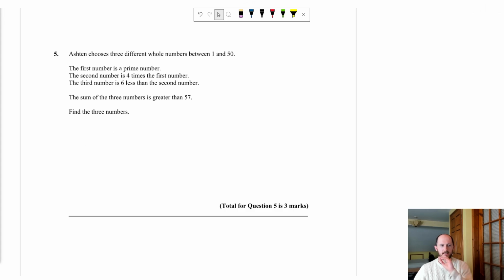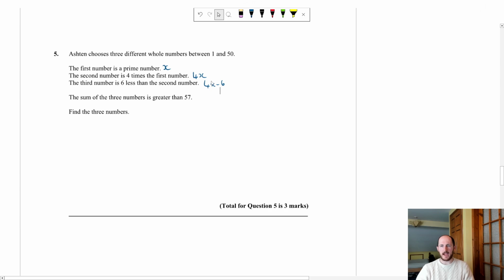And this is a really key thing here: I would not bother using trial and error. Please, for the love of God, don't use trial and error. I would probably use some kind of algebra to do this. So the first number is a prime number, let's call it x. The second number is 4 times the first, so it's 4x. And the third number is 6 less than the second, so it's 4x minus 6. The reason for this is it does help us illustrate what this is going to be, or at least get a rough idea.